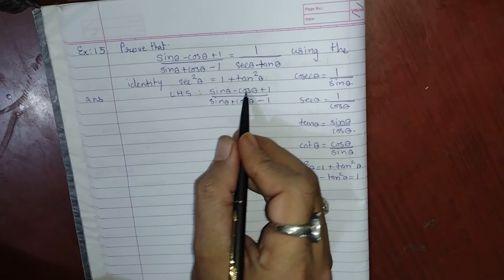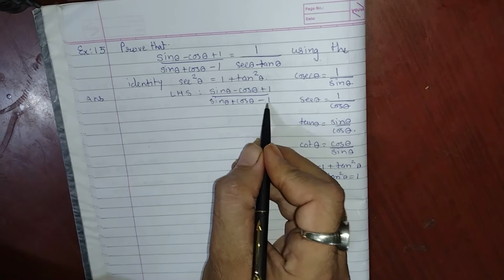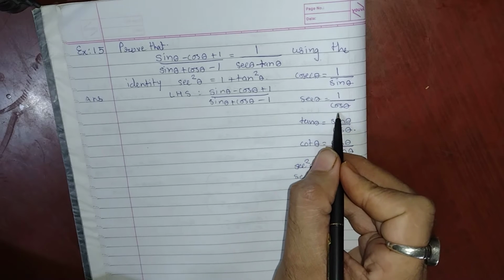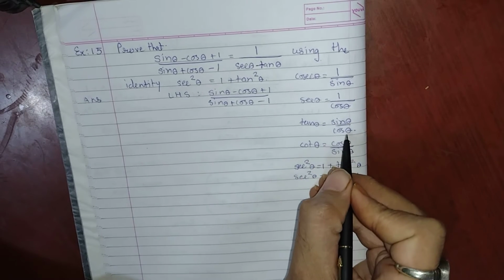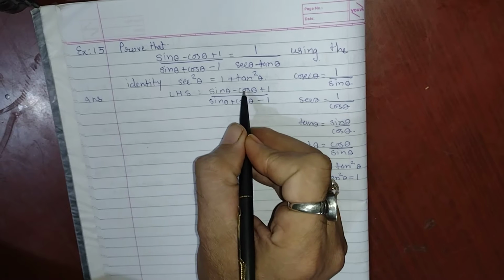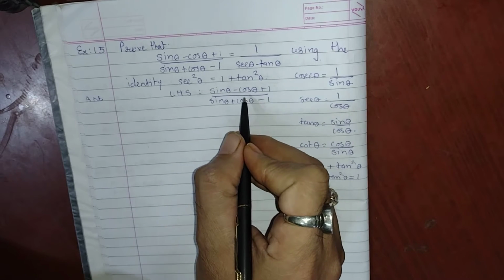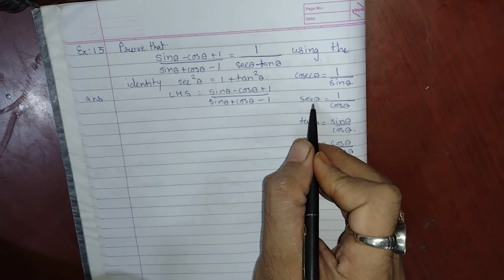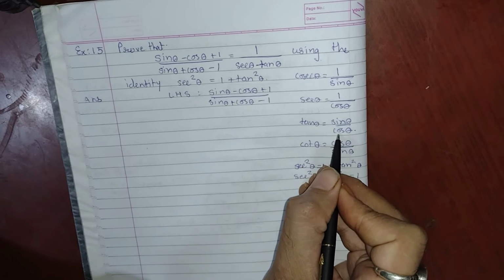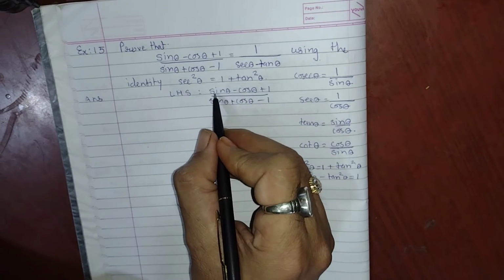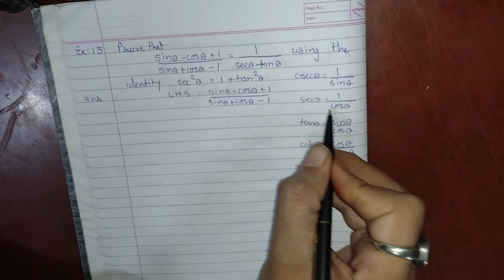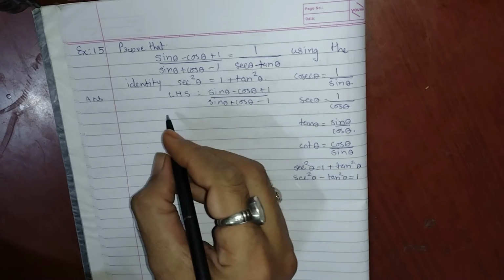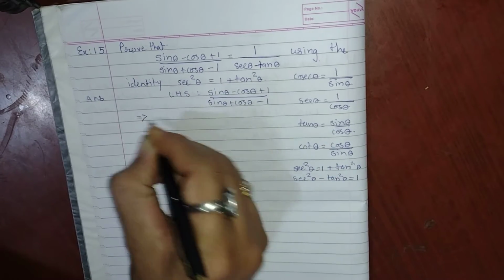Now here it is given sine, cos and 1, sine, cos and 1, and on the right side it is given sec and tan. So sec is 1 upon cos, tan is sine upon cos, and we have here sine, cos and 1. So we think that all the terms whatever are given, we will convert into sec and tan. So each term we have to divide with cos. So here we will divide each term with cos.